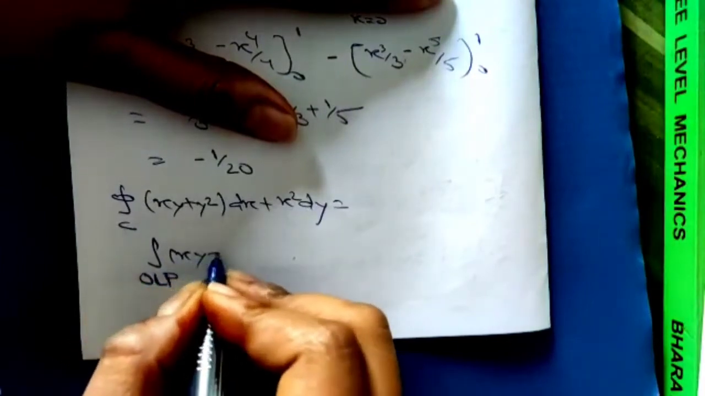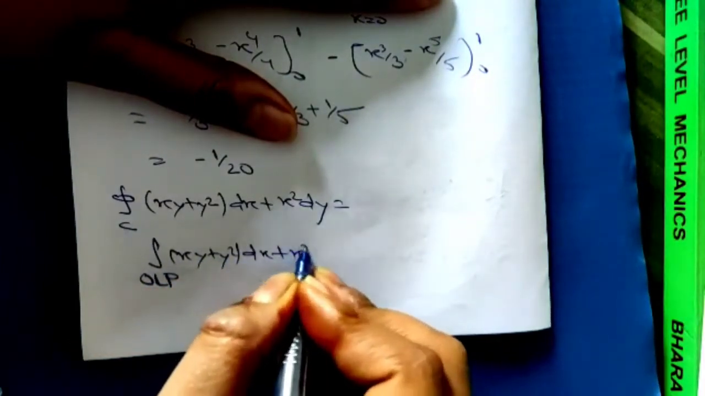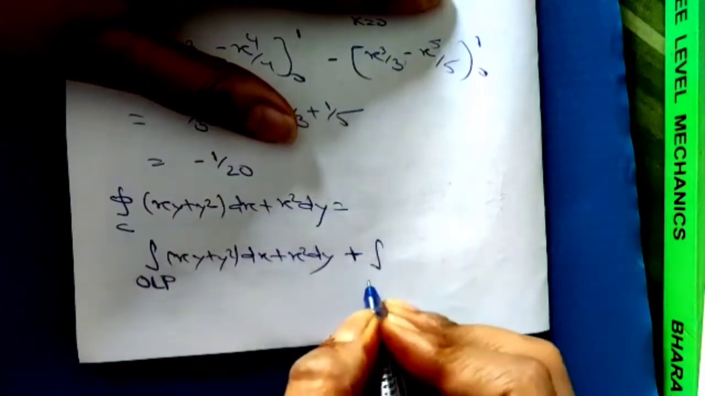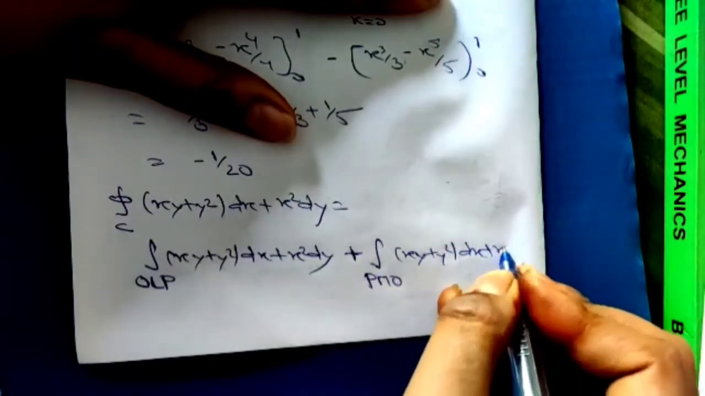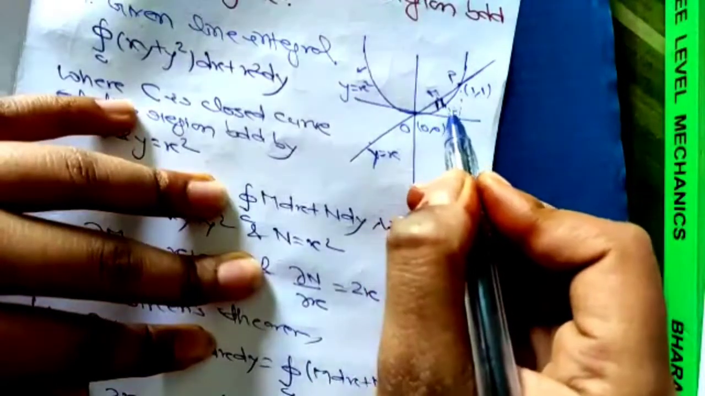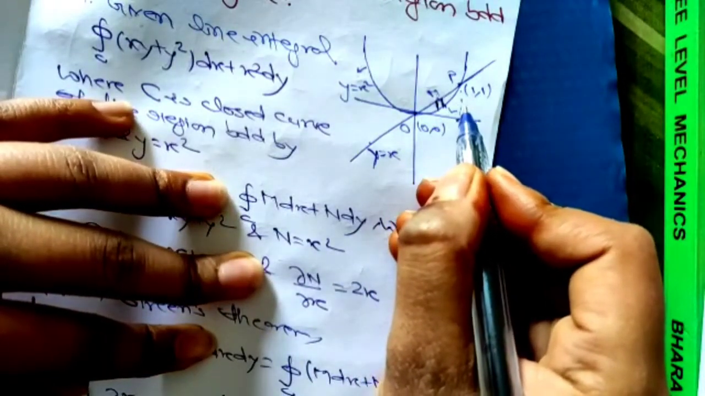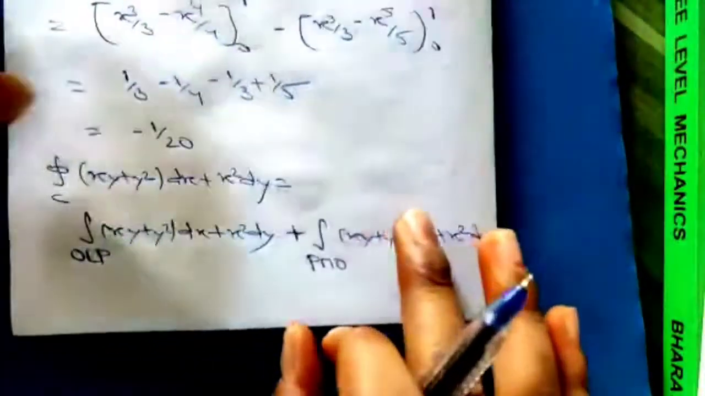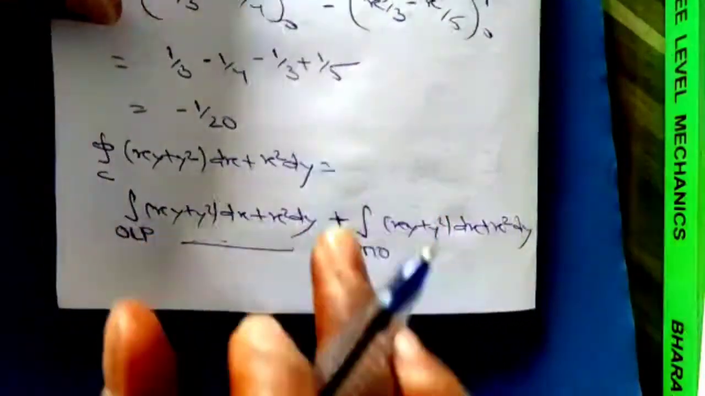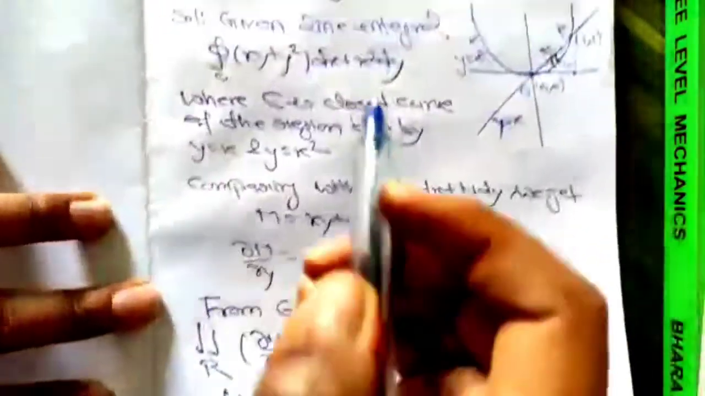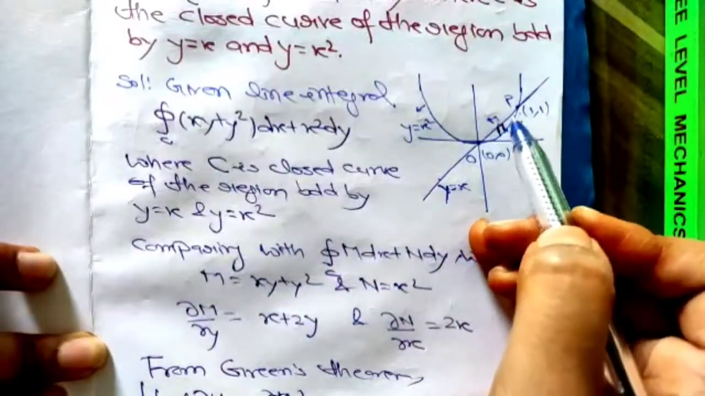Integral over OLP of xy plus y square dx plus x square dy, plus integral over PMO of xy plus y square dx plus x square dy. For solving this, for this curve OLP, we are going to put the value y equals x square in the whole term for this integral. And for PMO, we are going to put the value y equals x in the second problem.